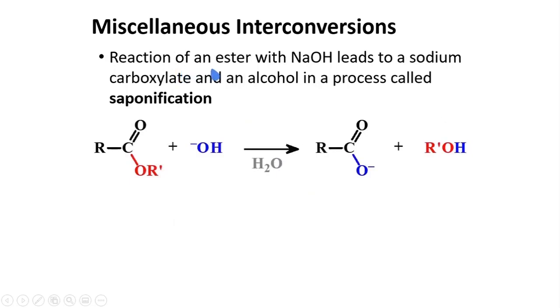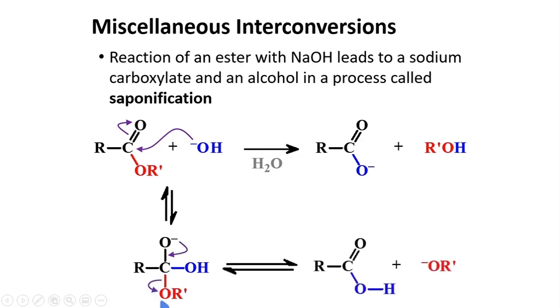One of the common reactions of an ester is with sodium hydroxide, leading to a sodium carboxylate and an alcohol in a process called saponification. This process is often used in the hydrolysis of fats and oils. In here, the hydroxide will attack the carbonyl carbon, and you will have this tetrahedral intermediate. The double bond will be reformed, and we will have a leaving group. If our leaving group is this alkoxy group, we will have an alkoxide and form the carboxylic acid.